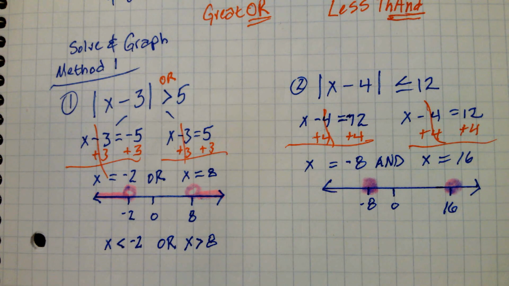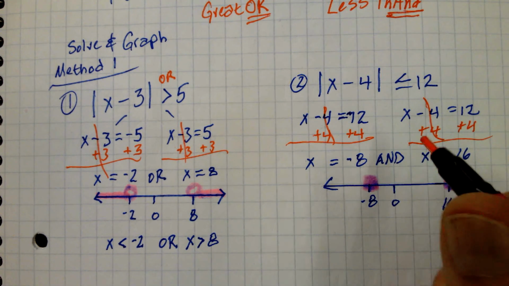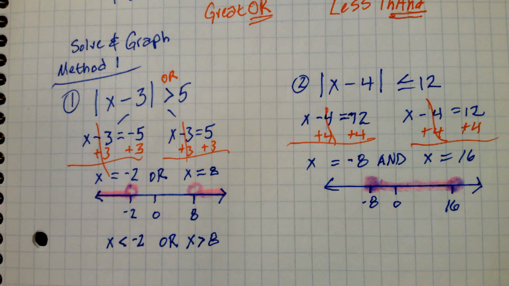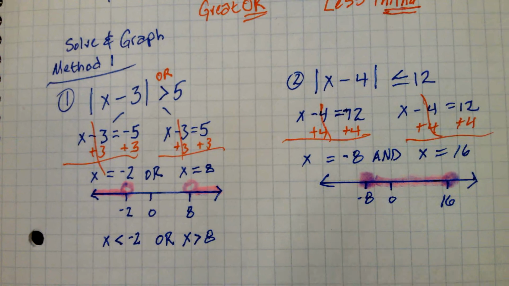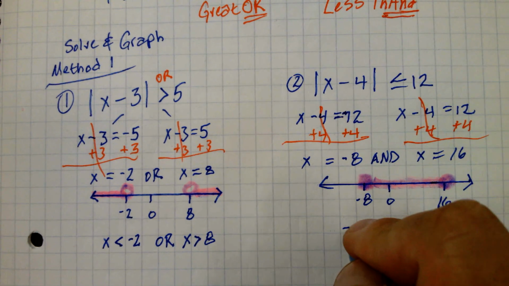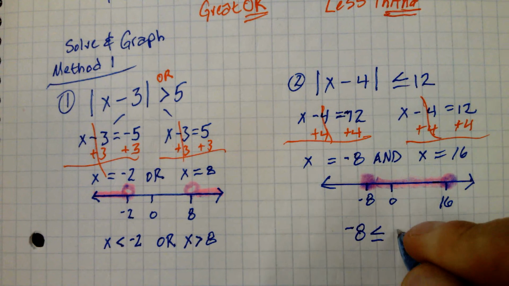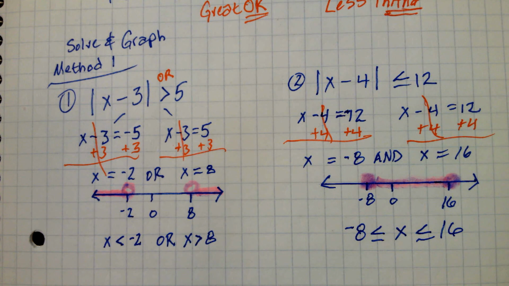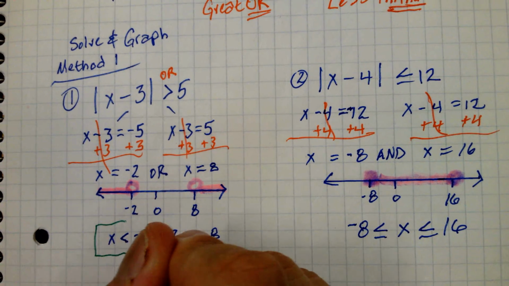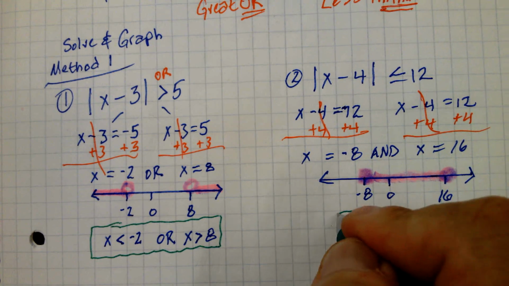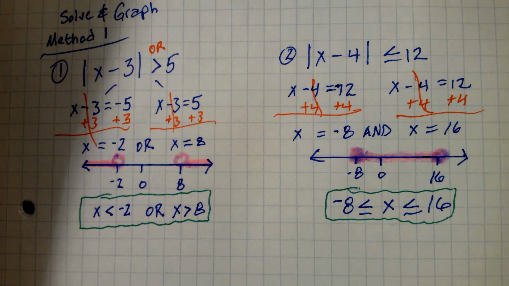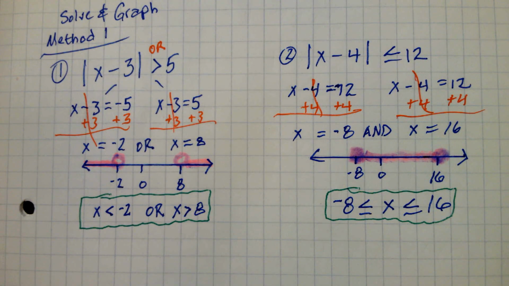And this is an and inequality. We want all the numbers that are going to be less than once we apply the absolute value. So that's going to be everything in between. Okay. And so that would be, I'm going to do it in the short form. Negative 8 is less than or equal to x is less than or equal to 16. Okay, so we got two solutions. An or and an and. So that's method one.